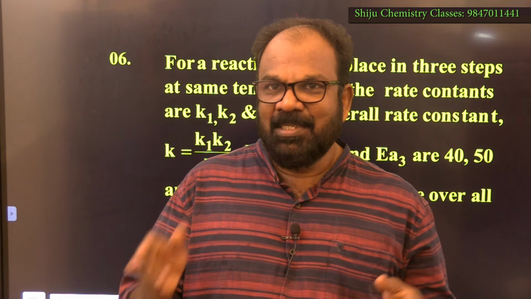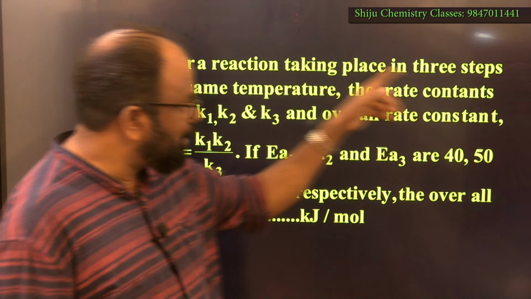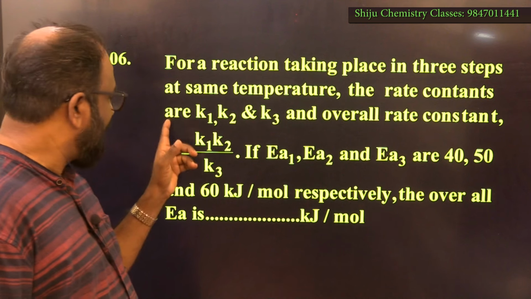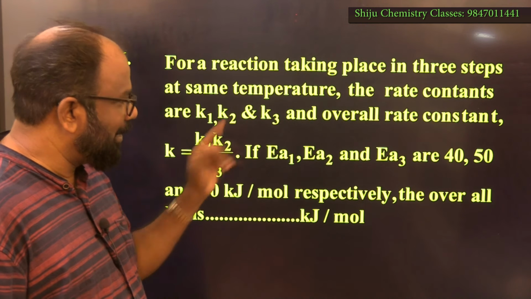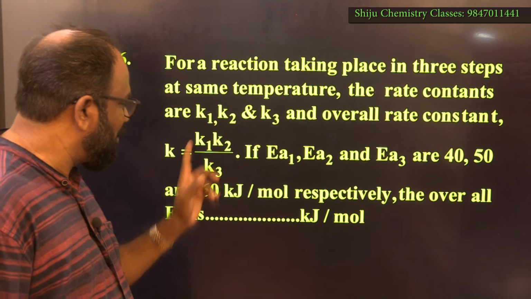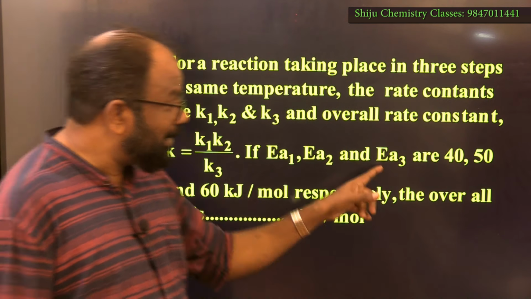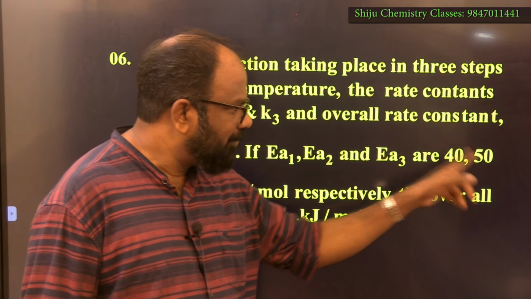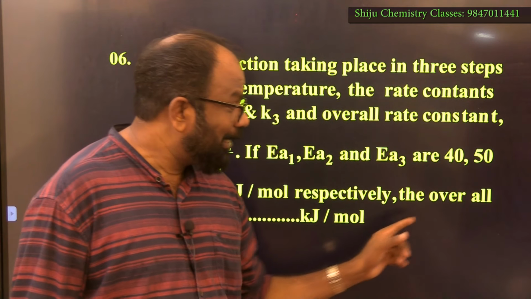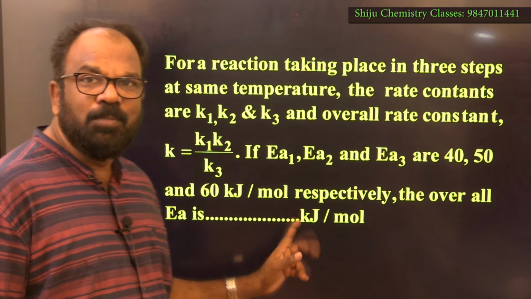Now question number 6, please listen. For a reaction taking place in 3 steps at the same temperature, the rate constants are K1, K2 and K3, and the overall rate constant K is equal to K1 K2 divided by K3. If Ea1, Ea2 and Ea3 are 40, 50 and 60 kilojoule per mole respectively, the overall energy of activation Ea is dash kilojoule per mole.